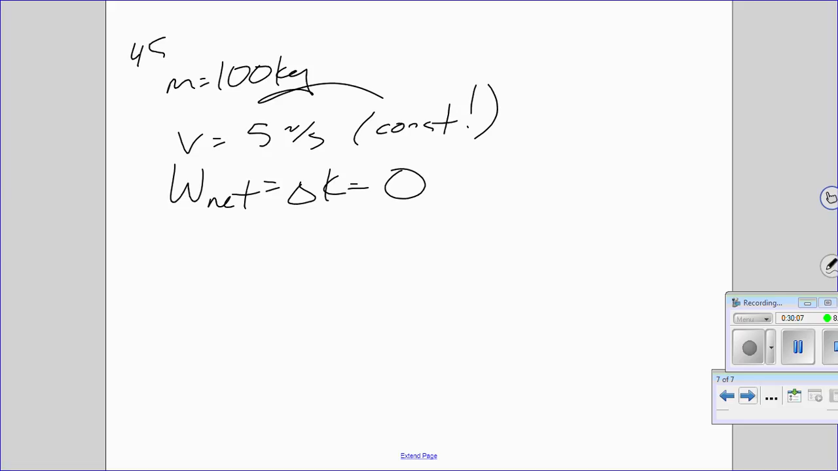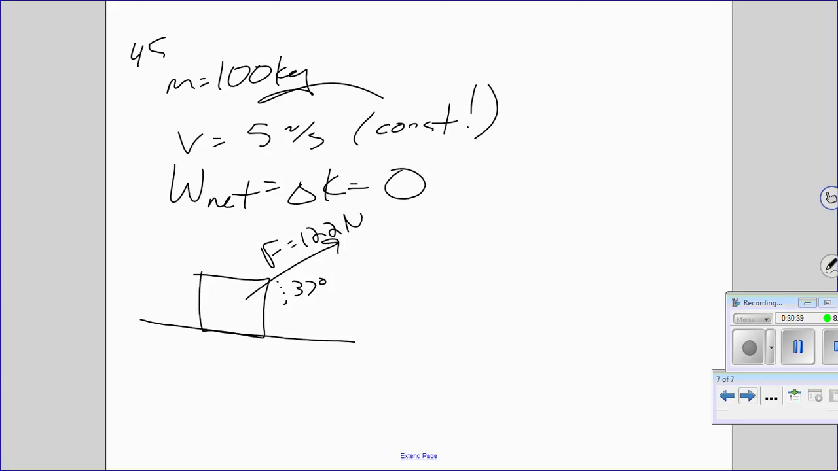All right, so it's pulled across a horizontal floor by an applied force of 122 newtons directed at 37 degrees above the horizontal. So our force is 122 newtons at 37 degrees above the horizontal, right? And it says, what is the rate at which the force does work on the block?